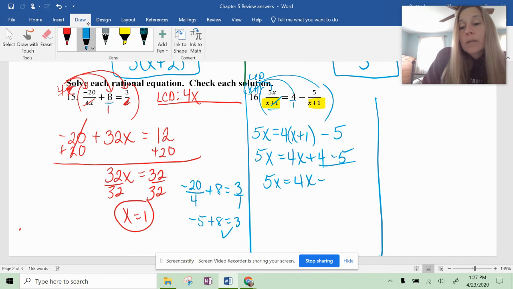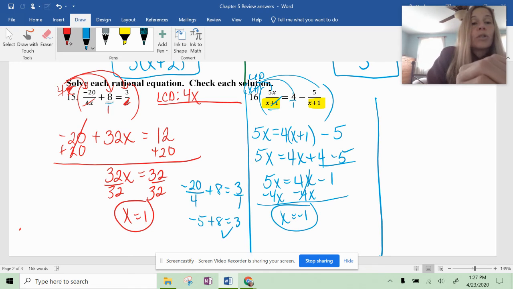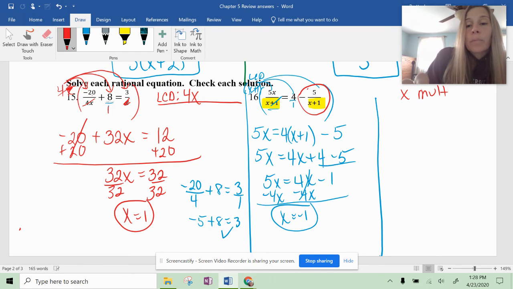So combining those like terms, subtracting the 4x, so I'd get x equals negative 1. Now, if I'm going to do this by the cross multiplying way, I would need to bring this term over to the other side, right? So then I'm going to end up with 5x over x plus 1 plus 5 over x plus 1. And the other side, the equal sign, I just have my 4.